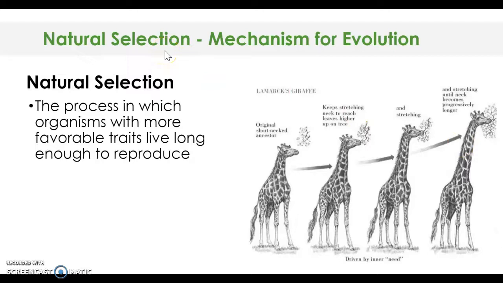So evolution is the idea that organisms change over time. Natural selection is the mechanism for evolution. It says things change over time because the organisms with more favorable traits live longer.